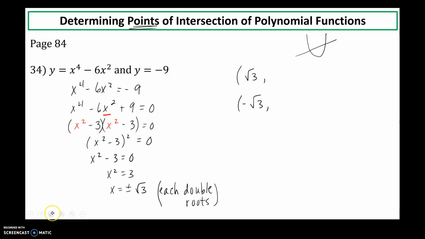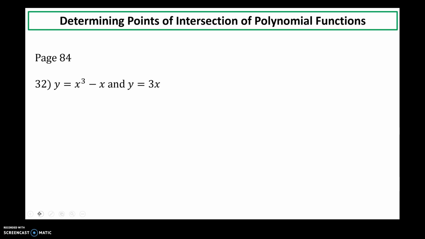So what's the greatest thing about that? That's going to be my corresponding y coordinates. You don't have to go back and plug it into the other function. You're literally already given what the y coordinate would be. So square root of 3 comma -9, negative square root of 3 comma -9. And I promise if you go back into this 4th degree polynomial and plug in square root of 3, you're going to get -9 as an output.